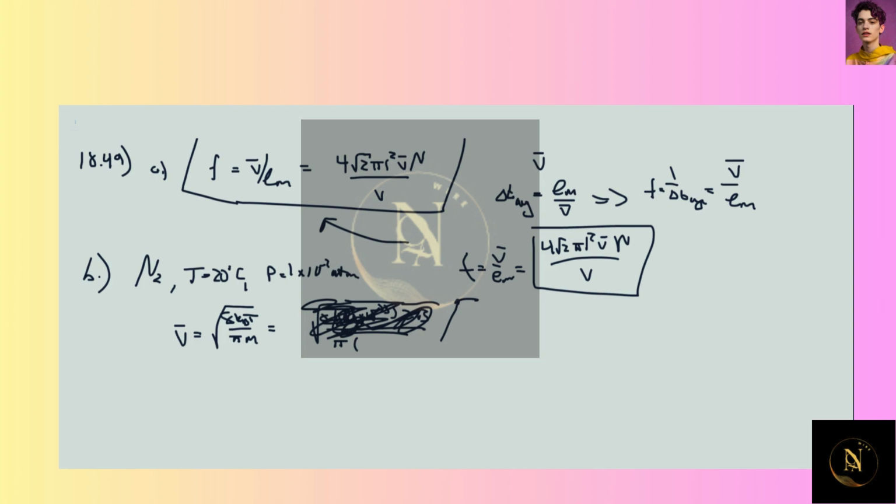So we know that the frequency here is given as this. Let's separate the v bar out and plug in what we have for that. So this is 4 root 2 pi r squared N over V, times v bar, which is the square root of 8 kBT over pi times m. Okay, so let's simplify this a little bit. We don't know N or V, but we know from the ideal gas law that P over kBT equals N over V. So let's simplify this more.